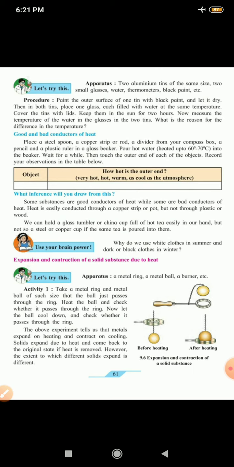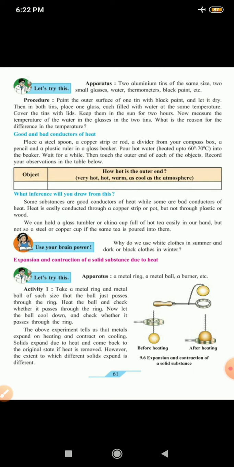Now, use your brain power. Question: why do we use white clothes in summer and dark or black clothes in winter? So, you very well know that white color does not absorb heat. It allows the body to remain cool, that is, it reflects light.